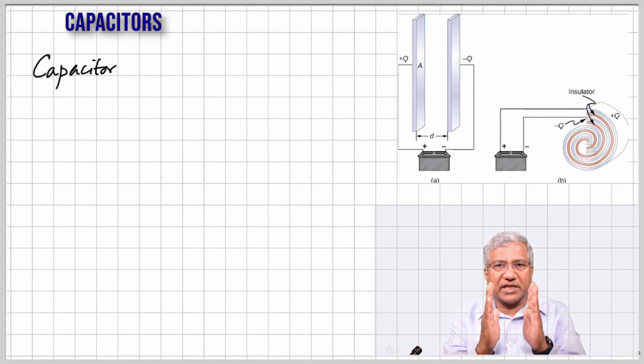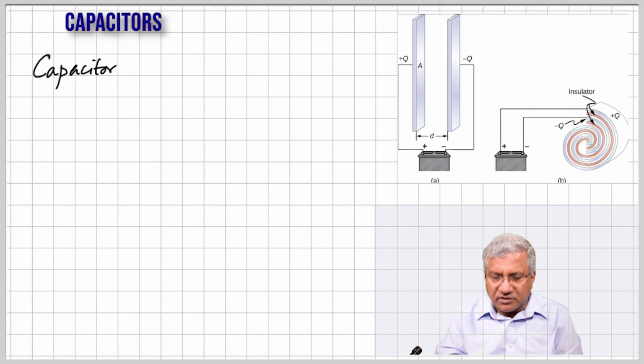So you have two metal plates with air separating them. And typically the distance between them is really small. So the plates have a certain area and they are separated by a certain distance. And there is an insulator between them. So that's the basic construction of a parallel plate capacitor.